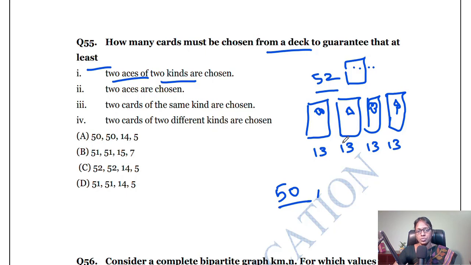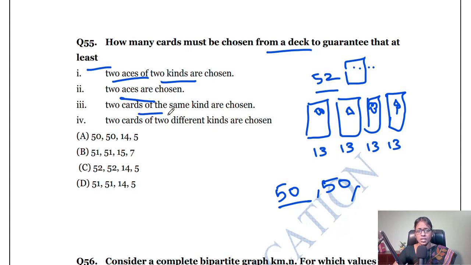If you are not clear, take playing cards. Just count them. It will be 52 cards. Then think about 2 aces of 2 kinds being chosen. If I want 2 aces in your hand, how many cards do you have to take? Surely you will get them if you take 50 cards. So if you take 50 cards, what will happen? Surely you have 2 aces in your hands. In the same way, if I want 2 aces, that is also 50 cards. If you take 50 from 52, surely you will get 2 aces.